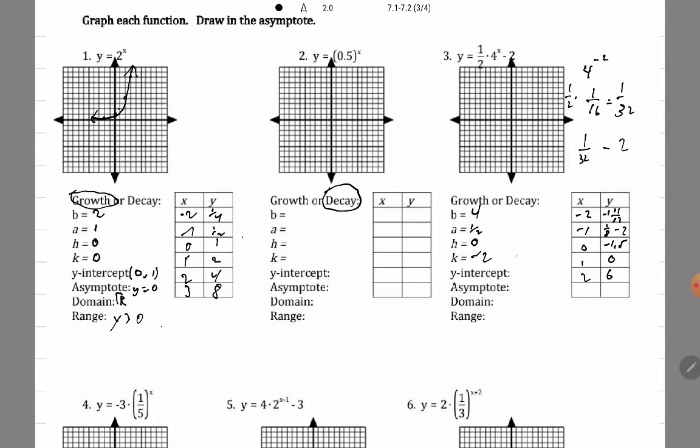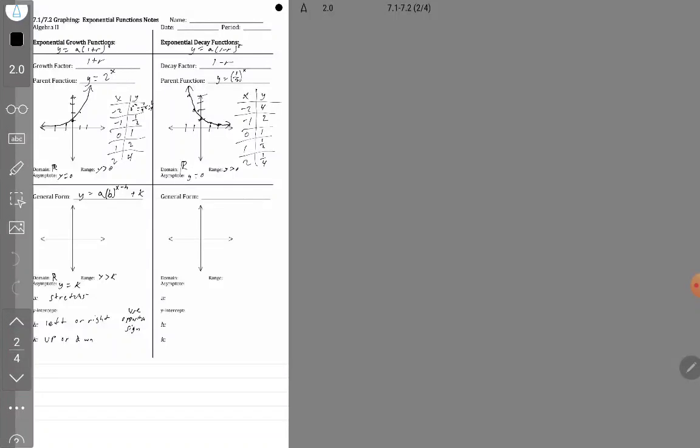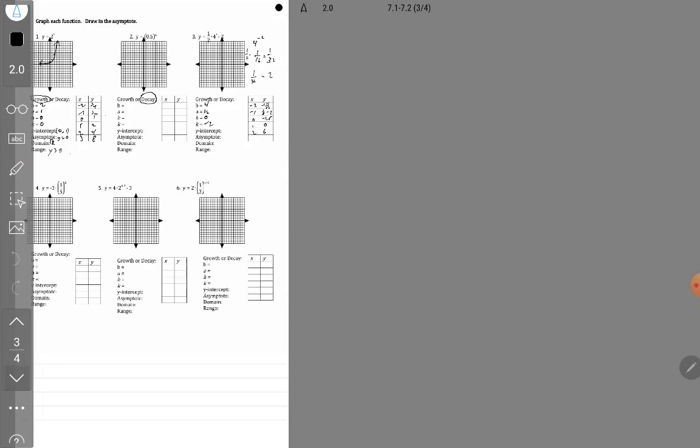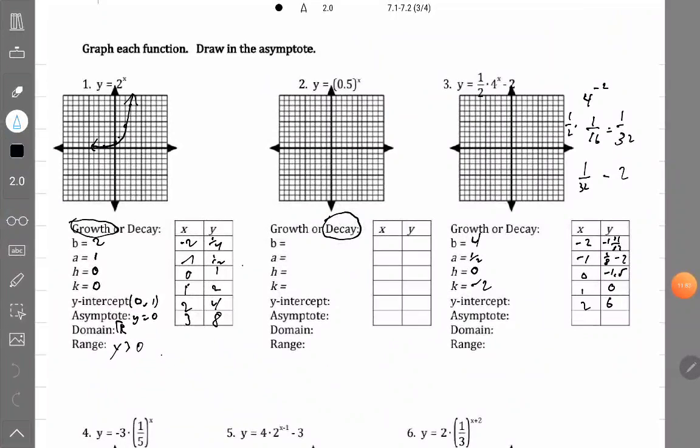So remember, our y-intercept is always at... or wait. Let's see. What did I write up there? Oh, I didn't write anything. It depends on the situation. So let's just graph this out. Our y-intercept where it crosses the axis is... sorry, it crosses the y-axis, not the x. So it's 0, negative 1.5.